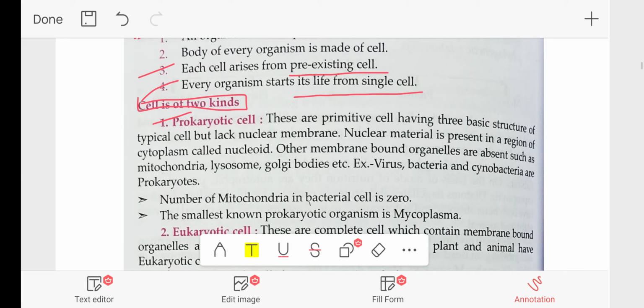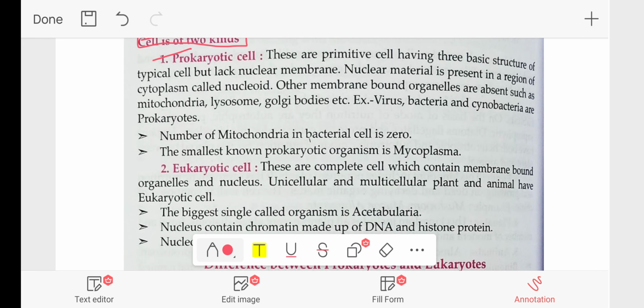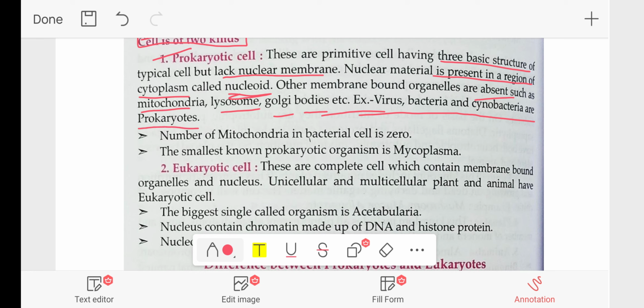Let's see prokaryotic cell. These are primitive cells having three basic structures of a typical cell but lack nuclear membrane. Nuclear material is present in the region of cytoplasm called nucleoid. Other membrane-bound organelles are absent, such as mitochondria, lysosome, Golgi bodies, etc. Examples: virus, bacteria, and cyanobacteria are prokaryotes. The number of mitochondria in a bacterial cell is 0. The smallest known prokaryotic organism is mycoplasma.